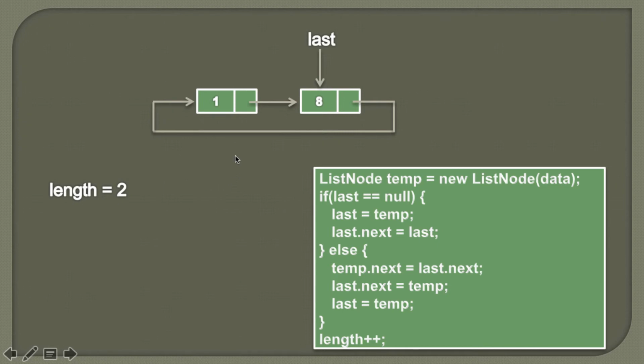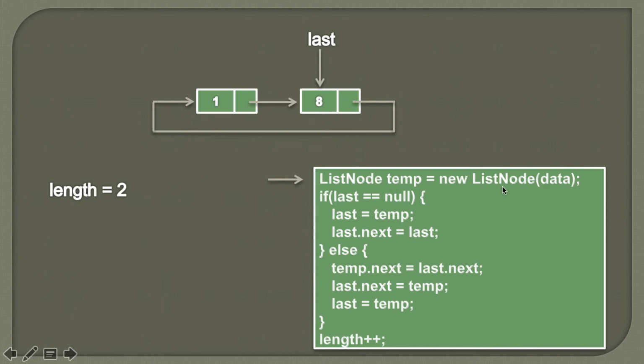The circular singly linked list has two nodes, and we can also see that the last.next is referring to this first node. Now friends, let's suppose we want to insert one more node into this circular singly linked list. So we'll execute this algorithm again and we'll pass the data into the method. So let's see the demonstration of this algorithm step by step.